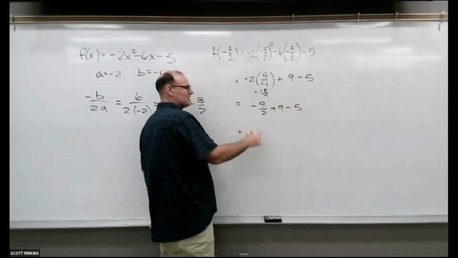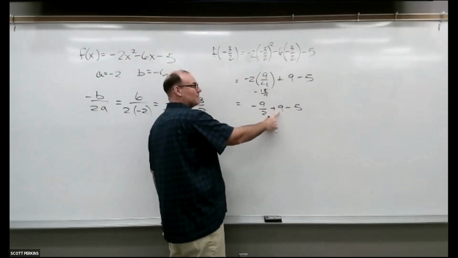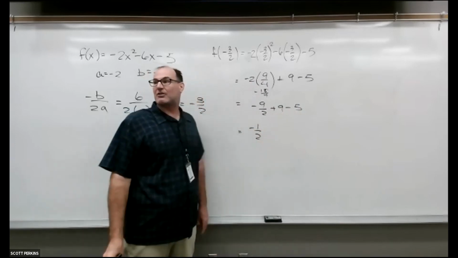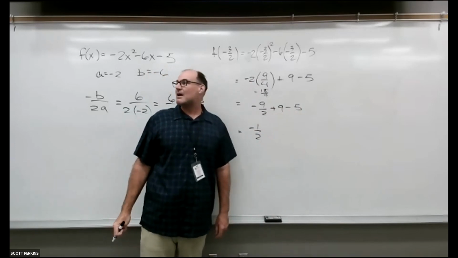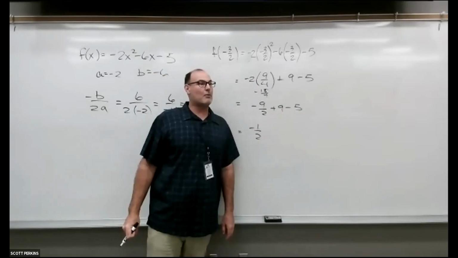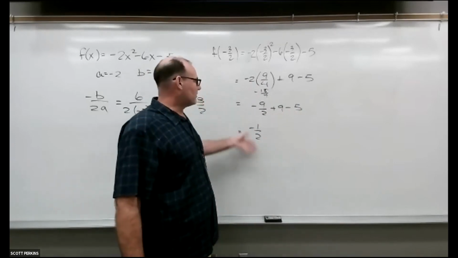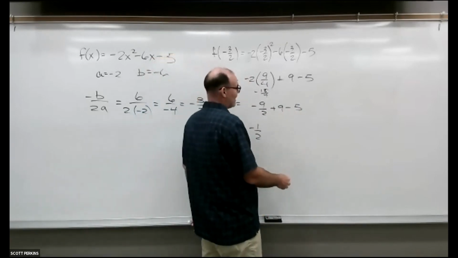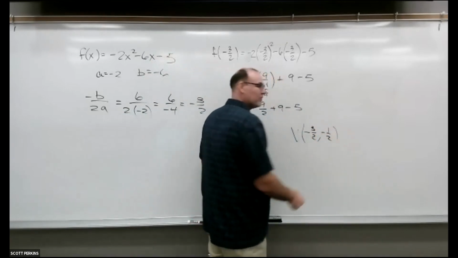And last but not least, negative 9/2 plus 18/2, that's 9/2, minus 10/2 is negative 1/2, I believe, if I've done my fractions in my head, which is super scary. And if you don't remember how to work with fractions, I got some videos on my YouTube channel. Just email me, I'll send you some links, and you can get a refresher on using fractions, or just use decimals in your calculator. Either way, I'm happy. So the vertex is negative 3/2 and negative 1/2.